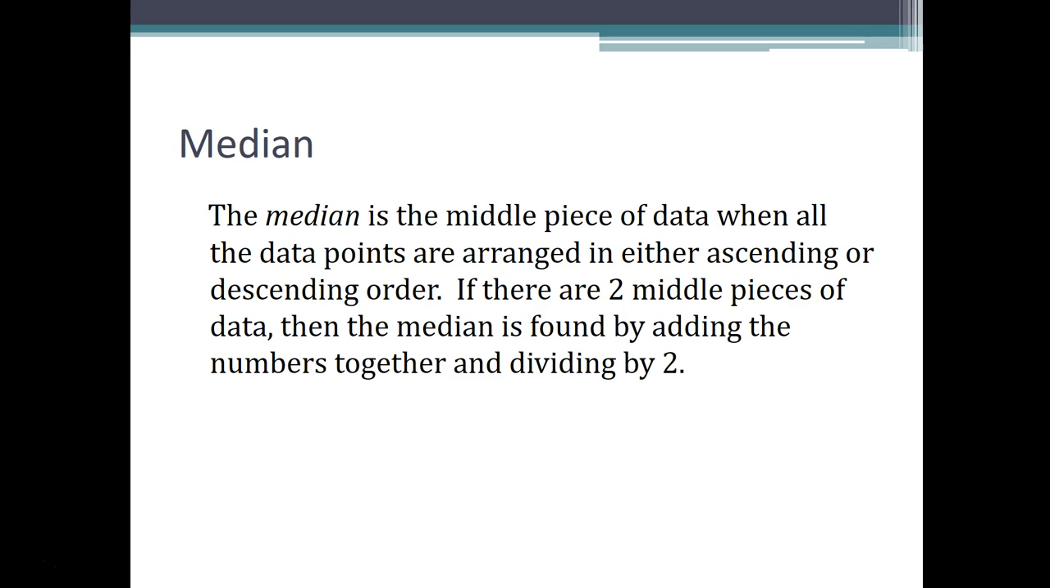If you end up with 2 in the middle, because you have an even number of pieces of data, then you find the median by adding those two together and dividing by 2. So you find the average of those two numbers in the middle.